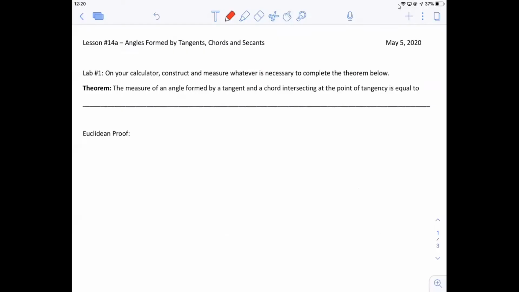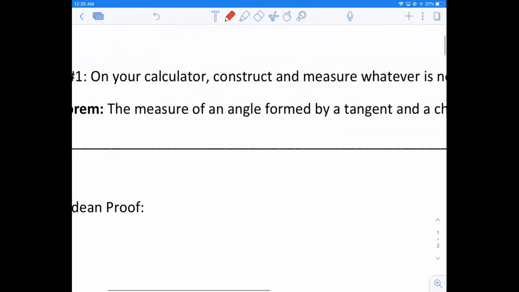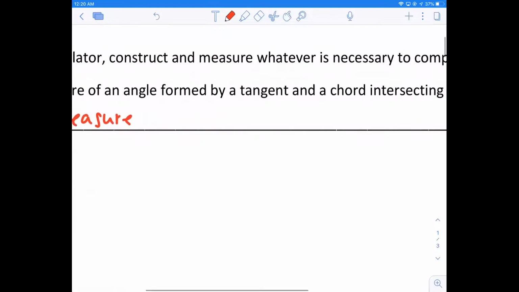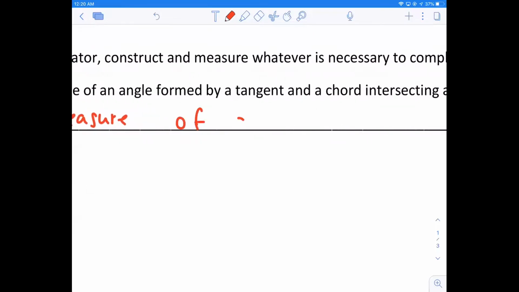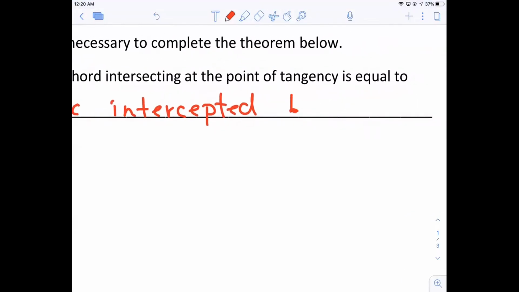All right, so what are we going to be writing down for this theorem? The measure of an angle formed by a tangent and a chord intersecting at the point of tangency is equal to, all right, very good. It's equal to half the measure of the arc intercepted, formed or subtended, intercepted by that angle.